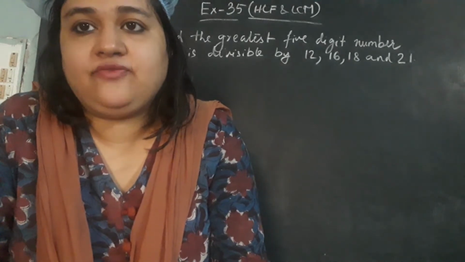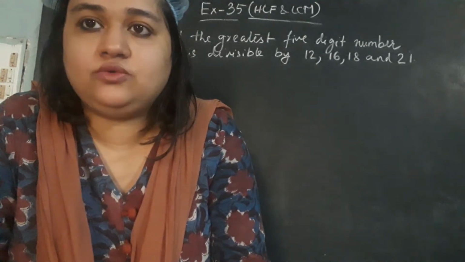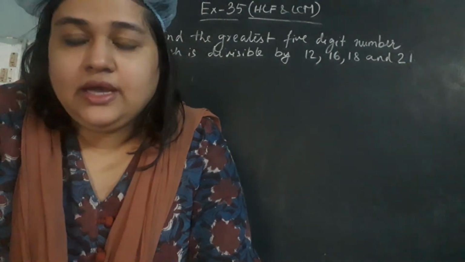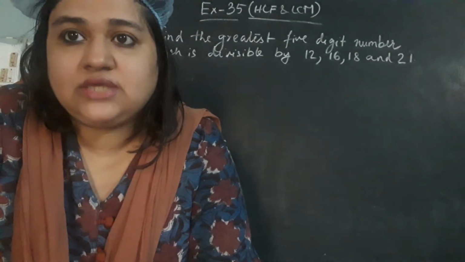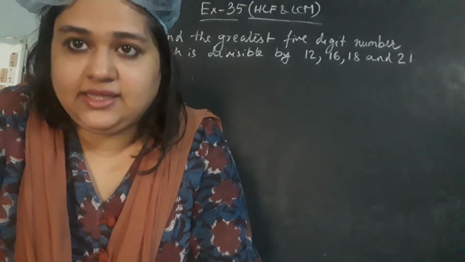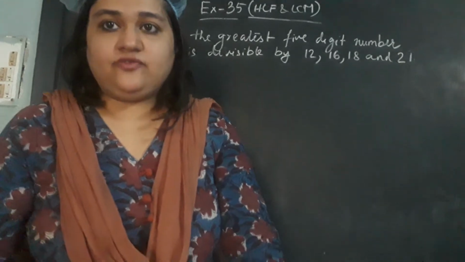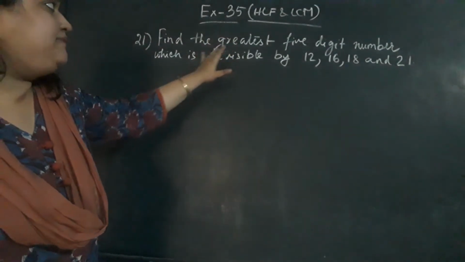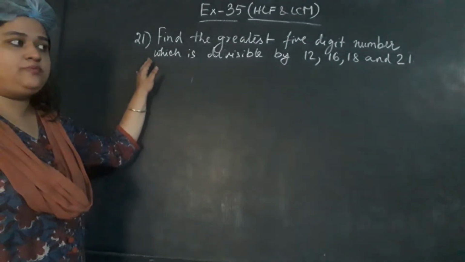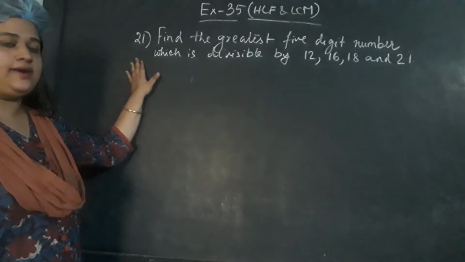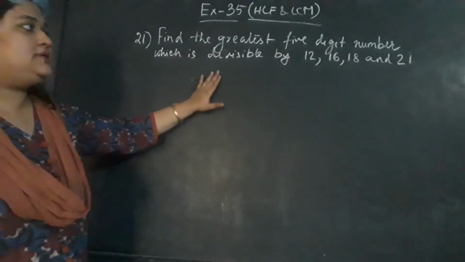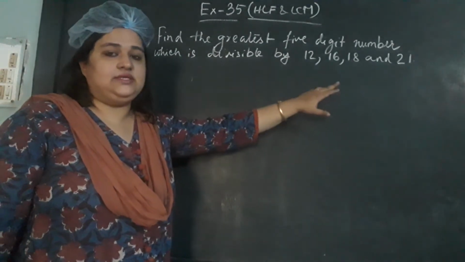So you know HCF and LCM and how to calculate or find out the highest common factor or lowest common multiple of any number. Now we will try out some of the sums that have the application or the use of HCF and LCM. So exercise 35 of HCF and LCM, this is sum number 21. I said we will only do some special type of problems. This is sum number 21. Find the greatest 5-digit number which is divisible by 12, 16, 18 and 21.